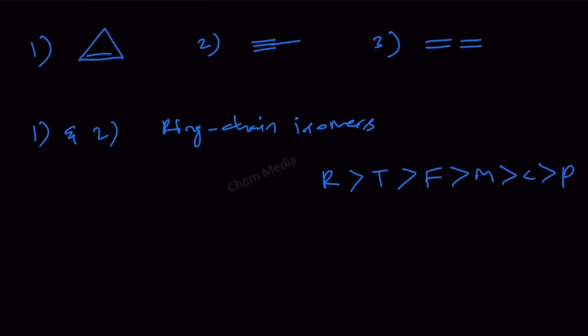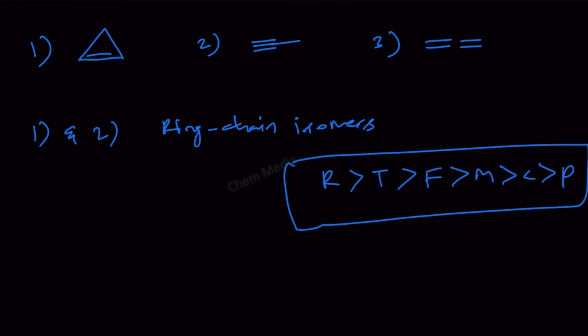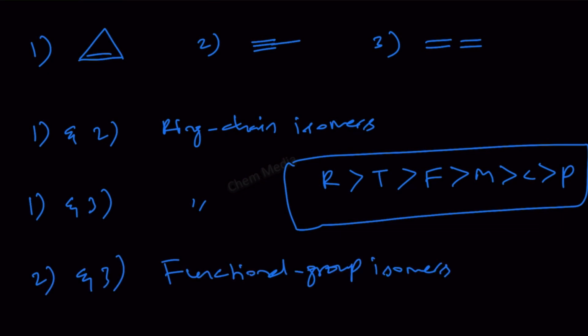This is the order that we need to follow when we talk about various kinds of isomerism, and therefore 1 and 2 are ring chain isomers. Indeed, they have 2 different functional groups, but when we are calling, we have to call them ring chain isomers. How about 1 and 3? 1 and 3 are also ring chain isomers. How about 2 and 3? 2 and 3 are functional group isomers. These are the 2 kinds of isomerisms that are possible among these 3 molecules.